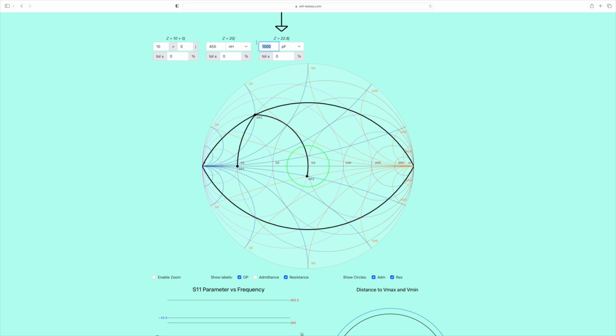Let's back up then. 900 picofarads. And as we know, the calculated value is 909. But you could just do that. And it would work, right?